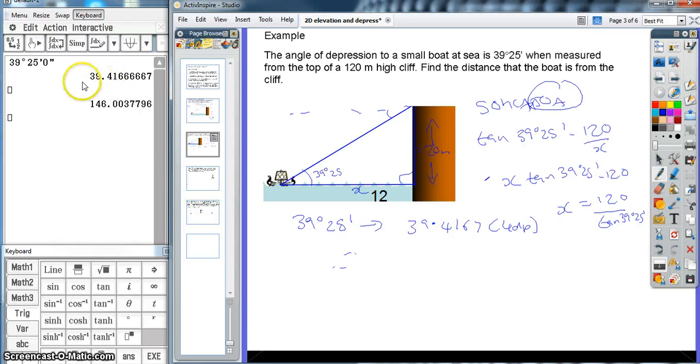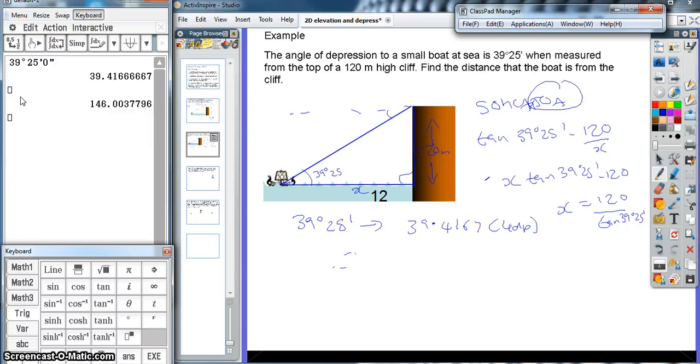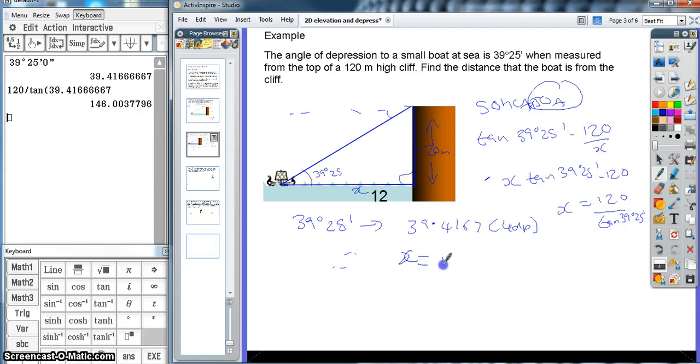So 39.4167, and what I want to do to that then is do 120 divided by tan of that. So I could type in 39.4167, or I could drag it down from there, and it's 146.00. Sorry, that was hanging over from before because I just did the calculation a few seconds ago. So x is 146.00, or to 2 decimal places, it's 146 meters. Okay.